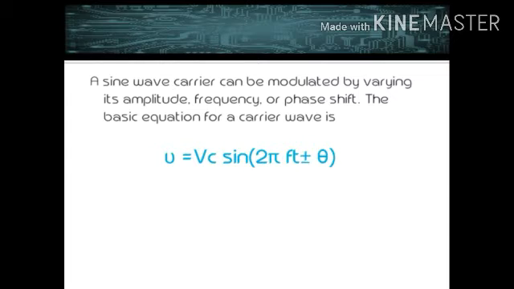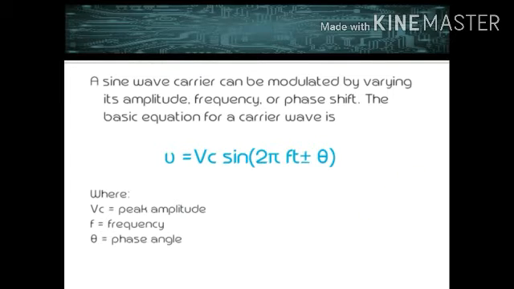Now, the basic equation for a carrier wave is: carrier wave is equal to peak amplitude times sine of 2 pi frequency plus or minus phase angle. Impressing an information signal on a carrier by changing its frequency produces FM. Varying the amount of phase shift that a carrier experiences is known as phase modulation or PM.